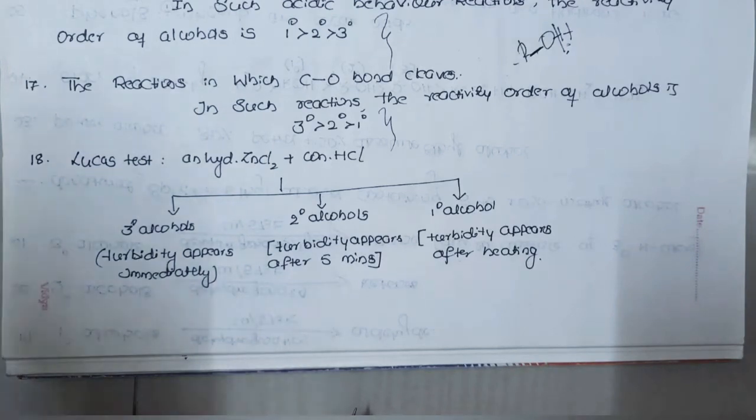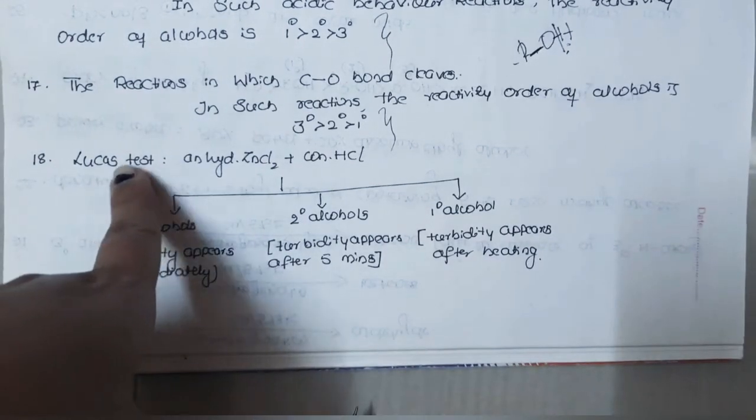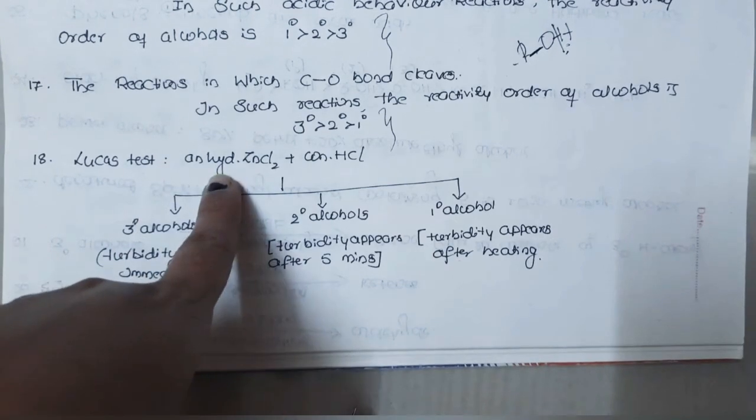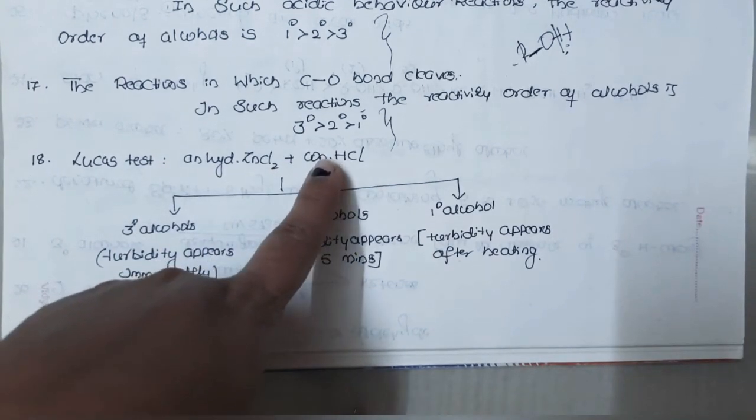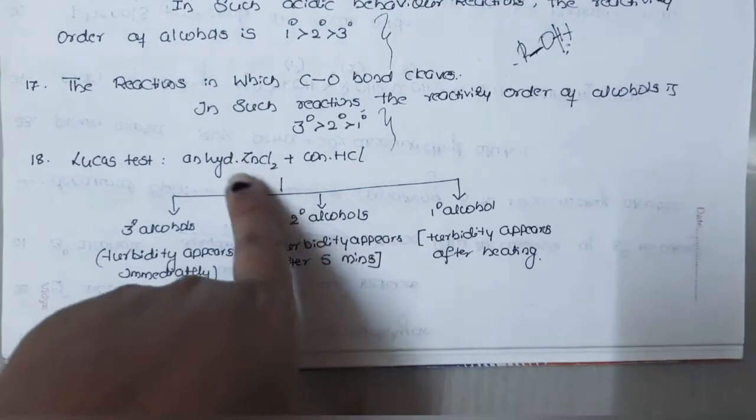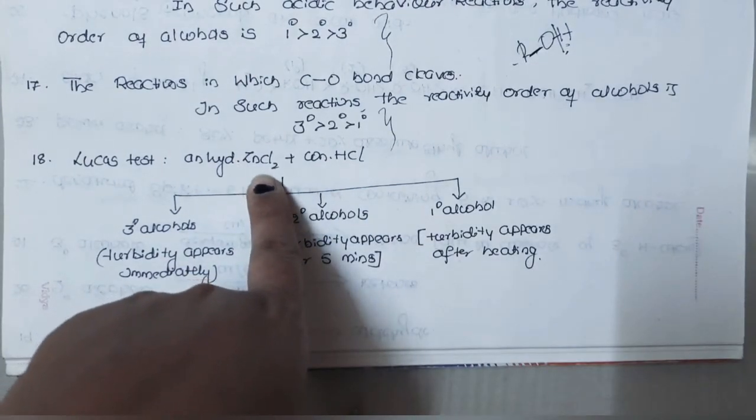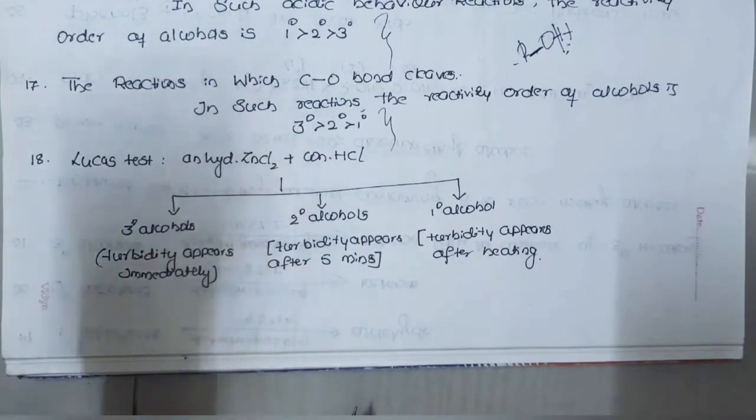Next, where I have a primary, secondary and tertiary alcohol, all colorless, how can you distinguish them? You can distinguish them by using the Lucas test. The Lucas reagent is anhydrous zinc chloride in the presence of concentrated HCl. What is the role of anhydrous zinc chloride? I have already told you in the previous video, you can check that.